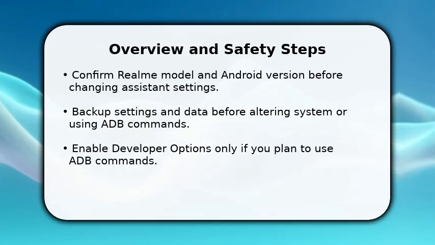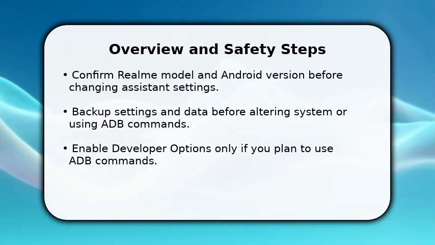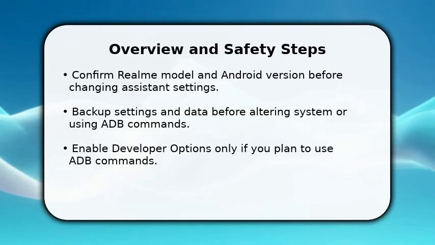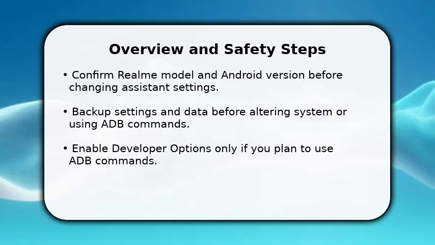If you plan to use ADB, you must enable developer options in Settings. About Phone, tap Build number 7 times. Keep your phone charged to at least 50%. Have a USB cable and a computer ready for advanced steps using ADB if needed.